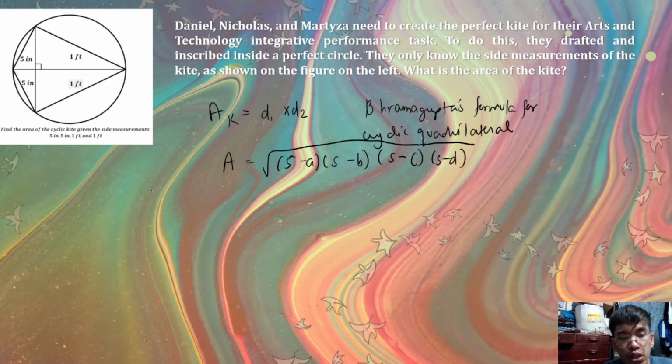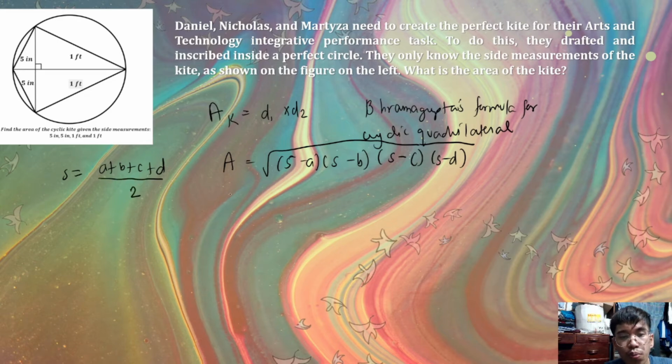So what is the value of the semi-perimeter? From the word semi, that means it has to be a part of the perimeter, or something that's divided by 2. So we just have to add all of its sides, hence the name perimeter, and since it's a semi-perimeter, you divide it by 2.